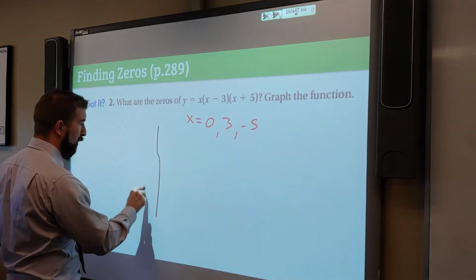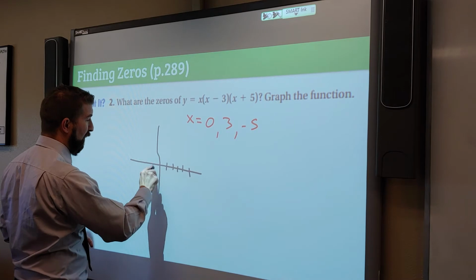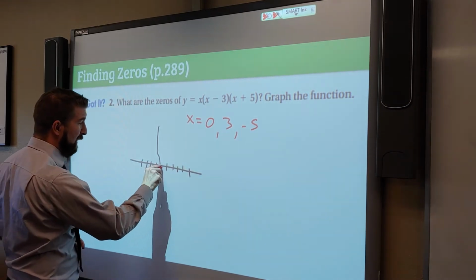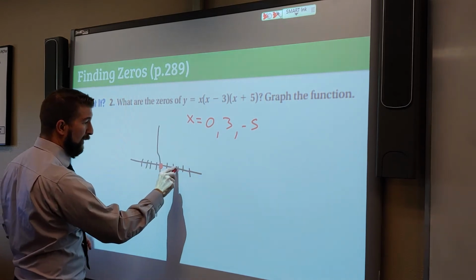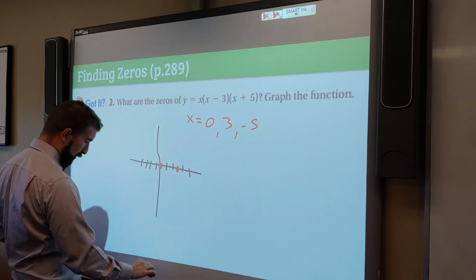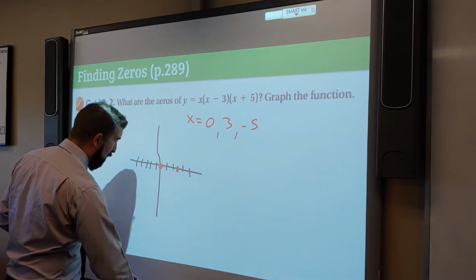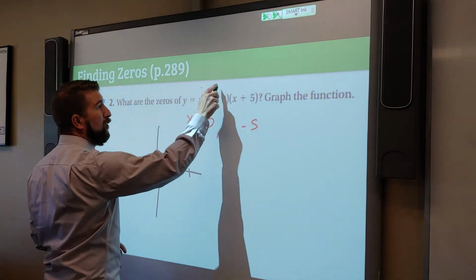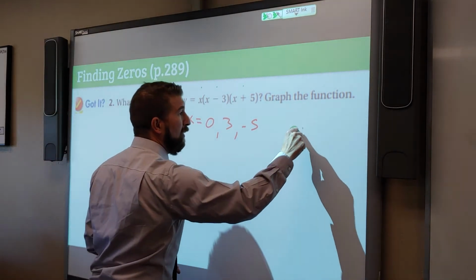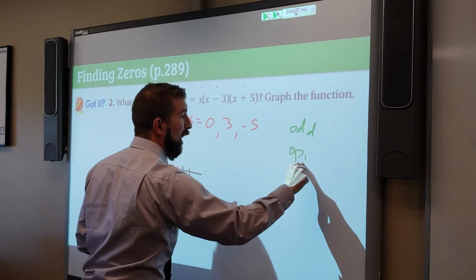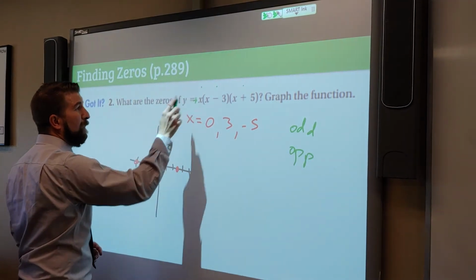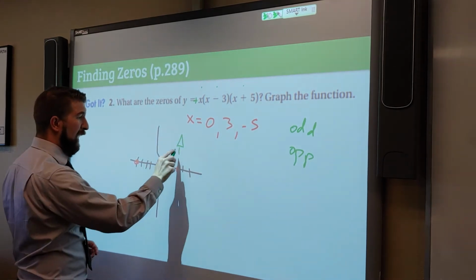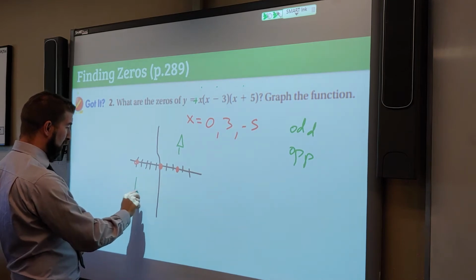So now I'm going to make my graph, and I'm going to put a point at 0, a point at 3, and a point at -5. Then I do my little trick. Okay, I've got 1, 2, 3. That's an odd number. Odd means it's going to be opposite. And this is positive up here, so I'm going to end by going up. And so now, that means I'm going to start by going down.